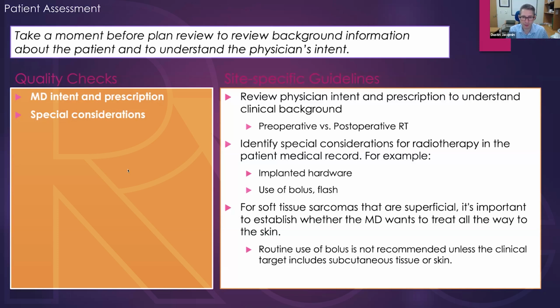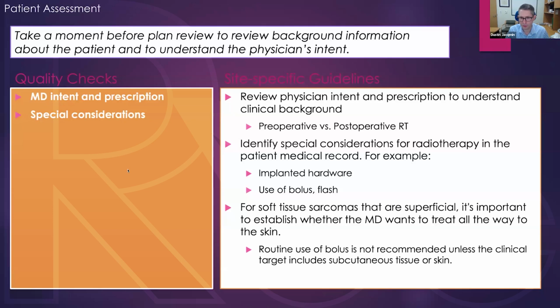So paying attention to that will help you understand some of the physician's decision making. In general, it's good to screen for implanted hardware. Patients who have sarcoma may also have implanted metal rods in their body or something like that. Occasionally, bolus is needed for these cases.